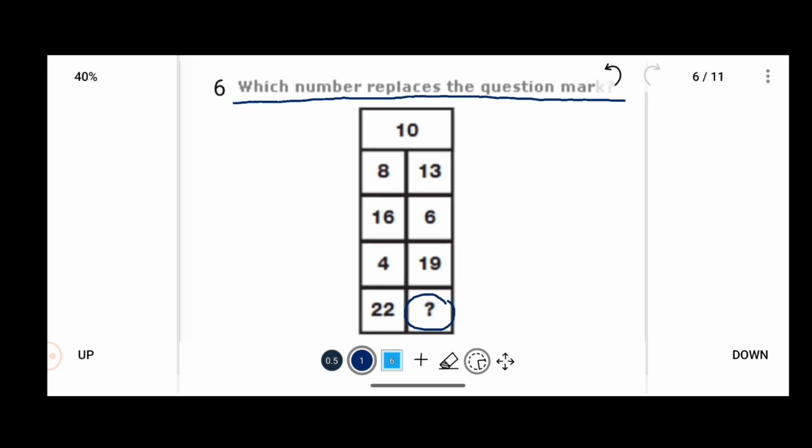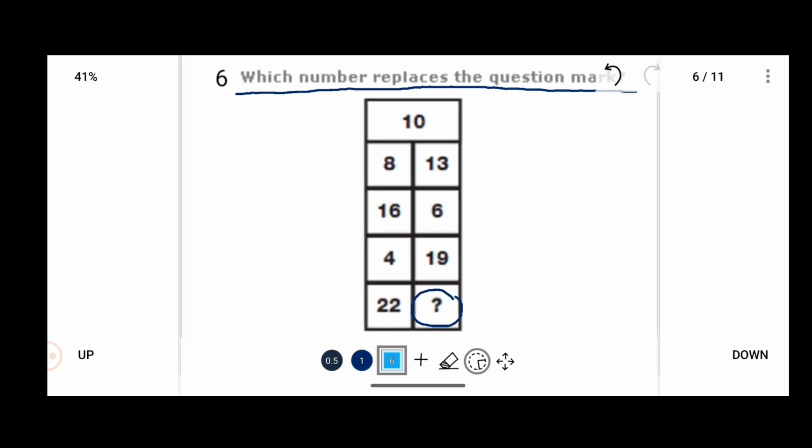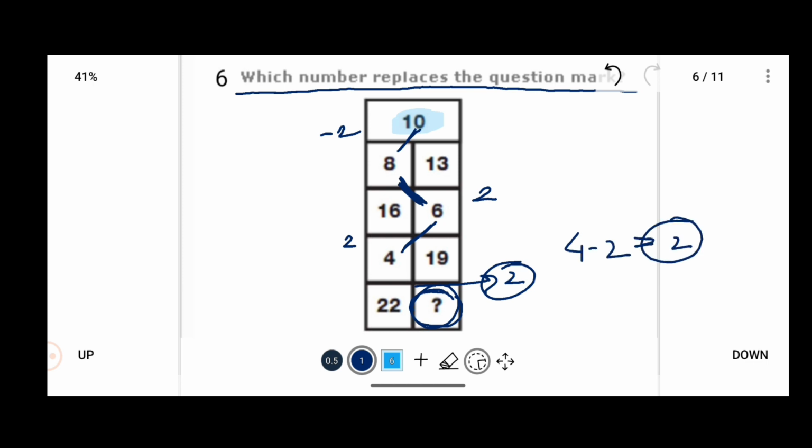See, here is a pattern. If you observe carefully, we have 10 here, and if you move from 10 to 8, there is a difference of 2, right? Then from 8, if you move diagonally, again you can see there is a difference of 2. From 6 to 4, there is a difference of 2, and from 4 to this, obviously there will be a difference of 2. So what will be the answer? 4 minus 2 is equal to 2. So that is your answer.